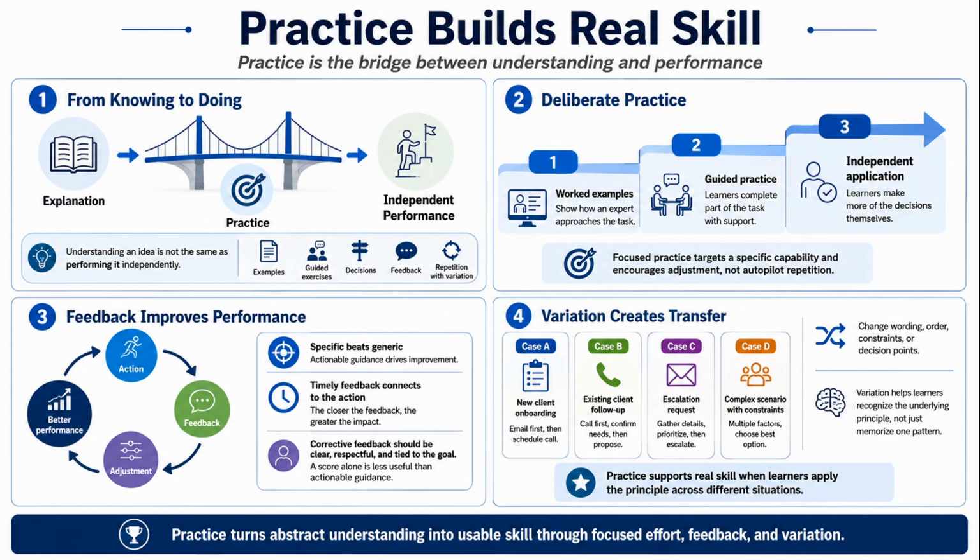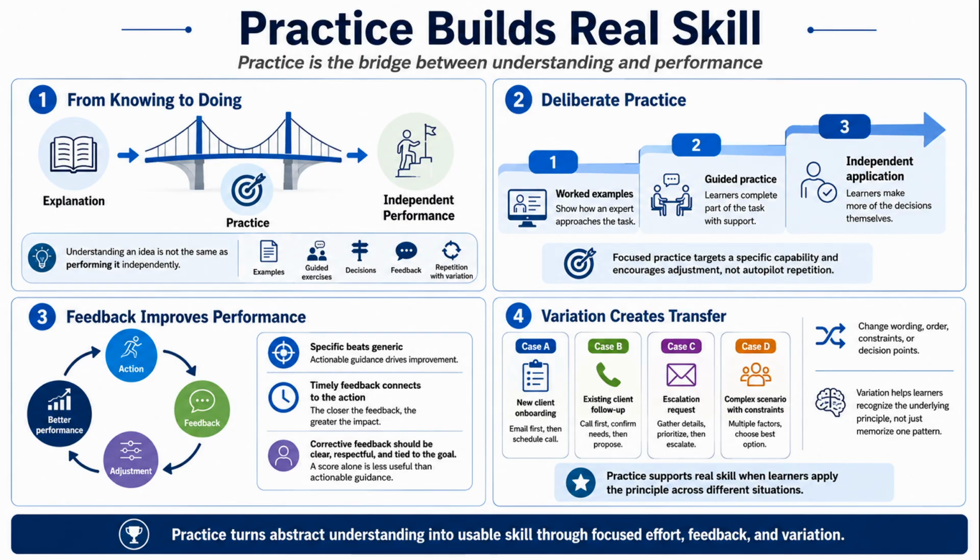Feedback is most useful when it helps learners improve, not merely when it judges them. A score can tell someone how they did, but specific feedback tells them what to adjust and why. Timely feedback is easier to connect to the action that produced it. Corrective feedback should be clear, respectful, and tied to the performance goal. The message is not simply "that was wrong." The message is, "here is the difference between the current approach and the stronger approach, and here is how to close the gap."